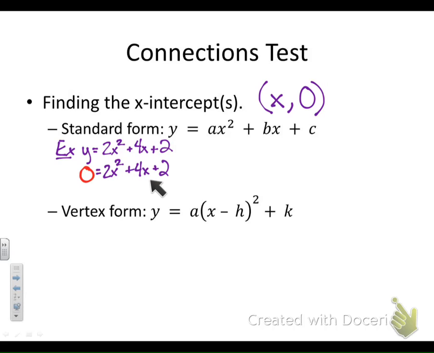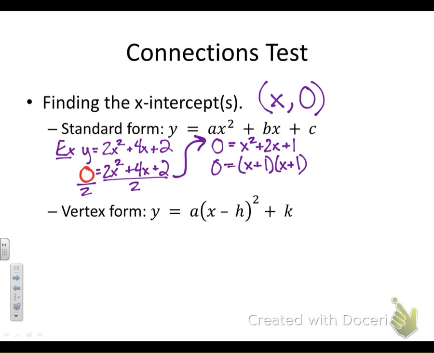We could either try to factor it, we could try to use completing the square, we could try to use the quadratic formula, but when we find the x-intercepts, we're going to have to use one of those ideas. So let's pick one. We can start by dividing both sides by 2, just to deal with smaller numbers. Let's factor. You've got to see what multiplies to 1, adds to 2. This will break up into x plus 1 times x plus 1.